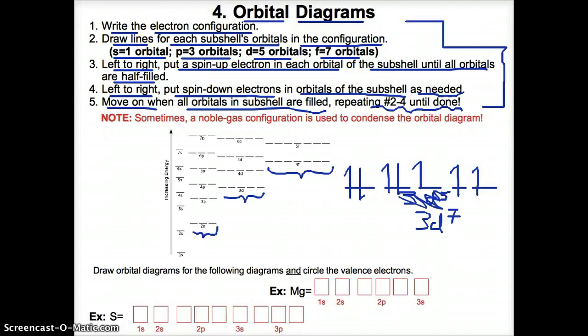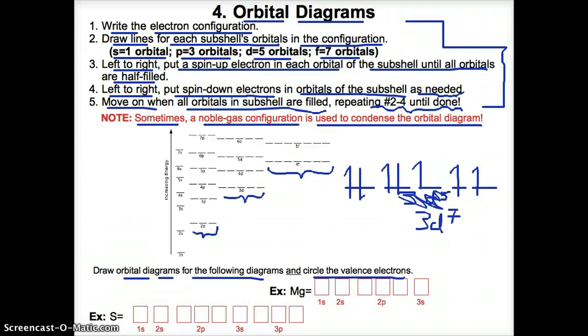All right. I also want you to note, sometimes a noble gas configuration is used to condense or shorten the orbital diagram, which I'll show you in a minute. But let's try some orbital diagrams for the following and circle the valence electrons in each. Let's remember the valence electrons are always circled for the highest principal energy levels only. So for example, with S, if you look at the configuration, you'll see that it's 1s2, 2s2, 2p6, 3s2, and 3p4.